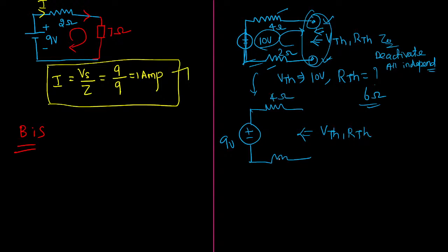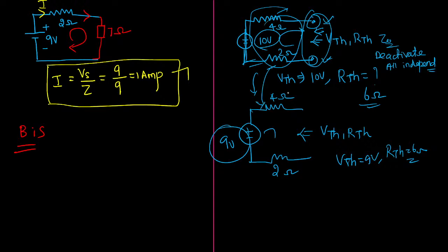I am taking the same circuit. I haven't changed the value of resistor, but I have changed the value of voltage. What would happen now? Same network, but input voltage will be different. When we are changing the input voltage, Thevenin voltage will become what? In the second case it will be 9. What about the value of Thevenin resistance? It will be the same 6 ohm only, sir. Why? Because I have taken the same network.